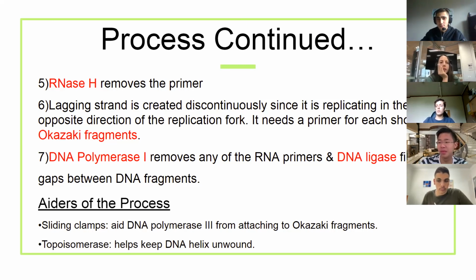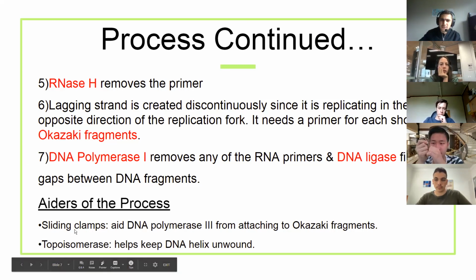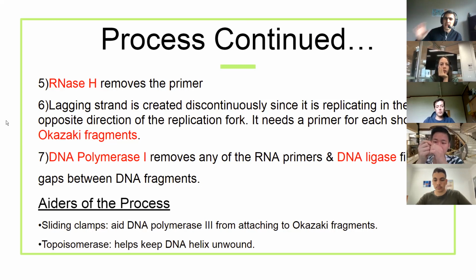And so that's why we need something called DNA polymerase, which removes those primers, and then another enzyme called DNA ligase, which fills in those little gaps. So eventually we do get 2 full strands, but it's just a bit more work. There are other little things that aid the process. They're not as important, so I've just chucked them on the side, but you've got things called sliding clamps, which aid the DNA polymerase 3 in attaching to the Okazaki fragments. And then you've got topoisomerase, which is a really big protein which keeps the DNA helix unwound, just like those little binding proteins as well.